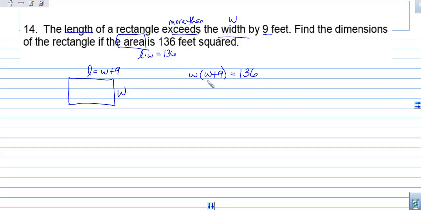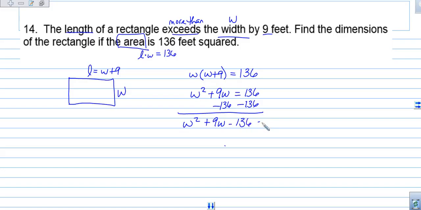I switched the order here, but it doesn't matter. You could have done W plus 9 times W if you wanted to. And you'll get W squared plus 9W equals 136. Well, then you subtract the 136 from both sides, because when we have a square, the goal is to get everything set equal to 0 so that you can solve it by factoring or by the quadratic formula or by your calculator if you have it.